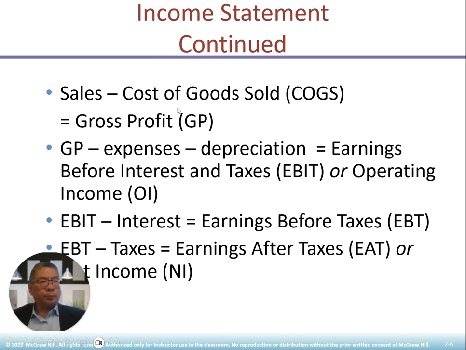Sales minus cost of goods sold equals gross profit, GP. Gross profit minus expenses minus depreciation, we call it income before interest and taxes, called EBIT, or operating income. EBIT minus interest, we call it earnings before taxes, EBT. EBT minus taxes, we call it EAT, or net income. So those are the income statement logic in terms of calculations.